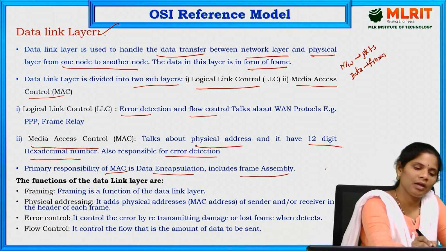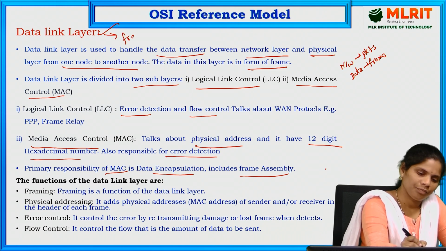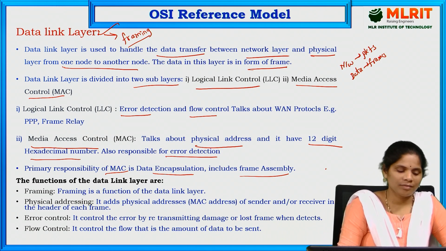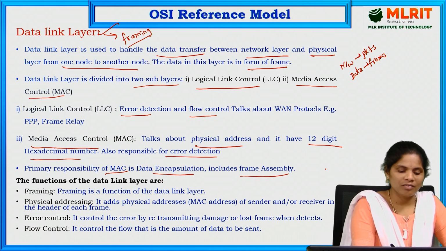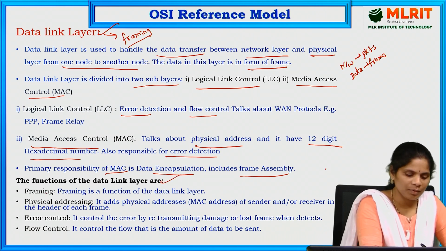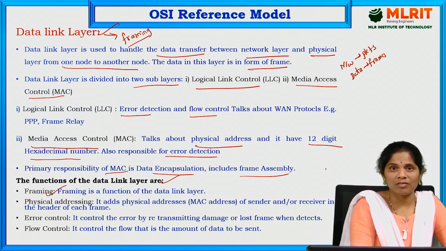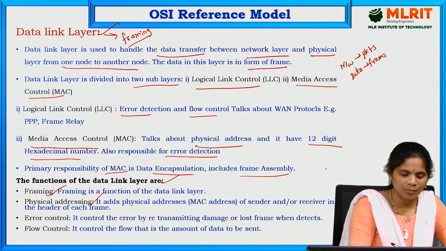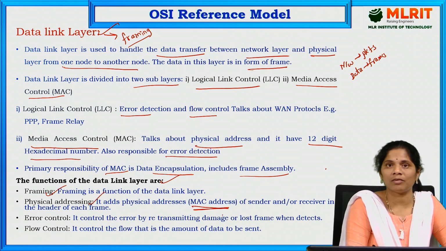The data link layer's main work is framing. Whatever data comes from the network layer is transferred in the form of frames to the physical layer. That is the data link layer. These are the functions provided by the data link layer. Framing means data is converted into frames. Physical addressing means identifying the MAC address of the exact device to which I want to send the data.